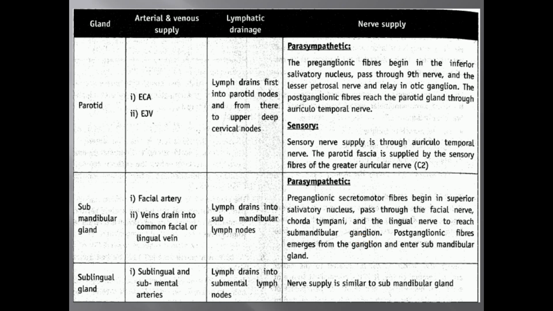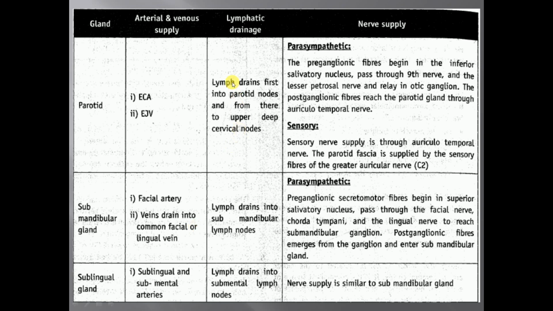So these are the arterial and the venous supply. Coming on to the parotid, arterial supply and the venous supply: the external carotid artery and the external jugular vein, while the submandibular through the facial artery, veins drain into the common facial or the lingual vein, and the sublingual, in this the sublingual and the submental arteries.